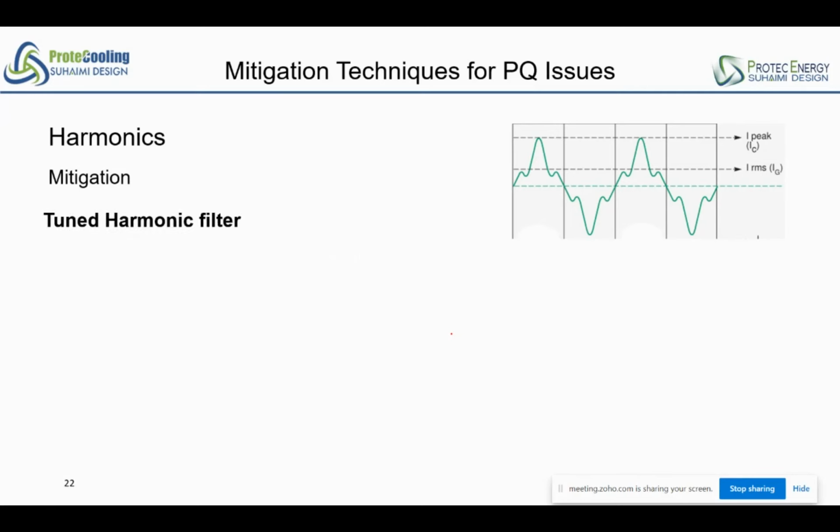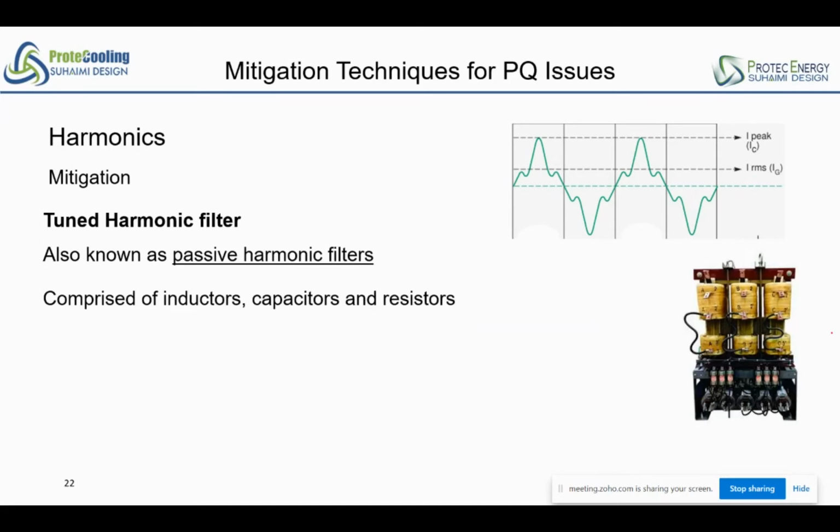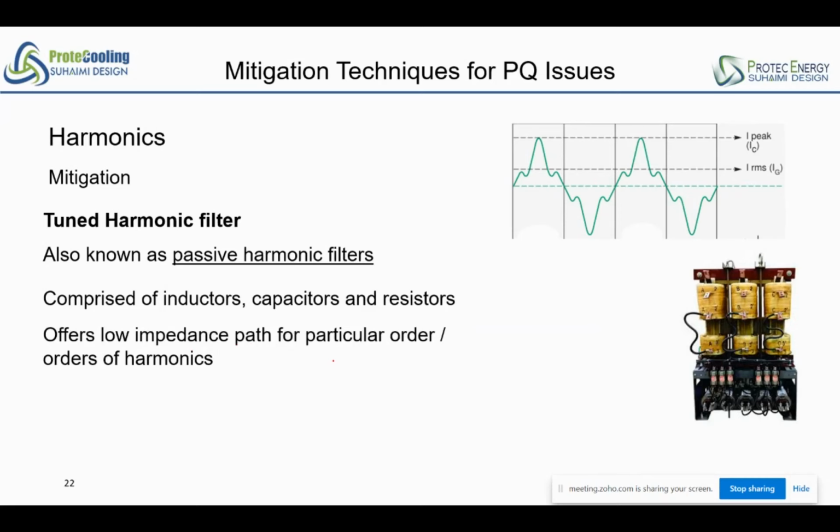The mitigation technologies which are commonly used and available are tuned harmonic filters, also known as passive harmonic filters. They create a low impedance path for the harmonic order that we need to filter out. They comprise inductors, capacitors, and resistors, and they are designed based on the level of harmonics, the order of harmonics, their amplitude, and the impedance and short circuit capacity of your system. Nothing else, very basic equipment, and they offer a low impedance path for a particular order of harmonics.